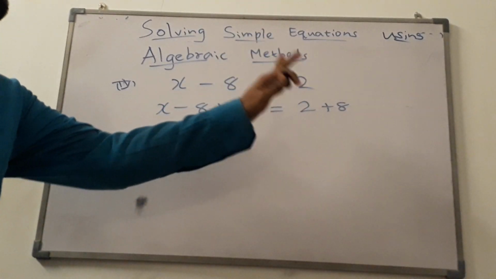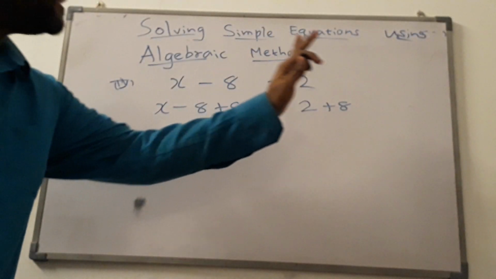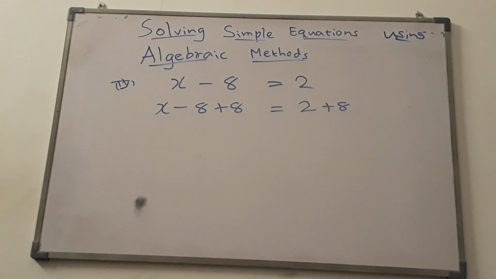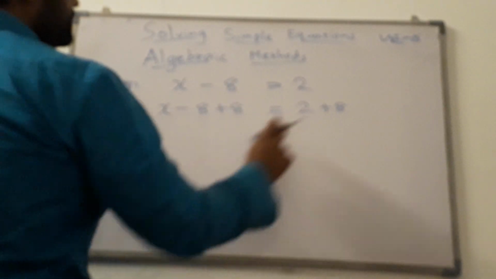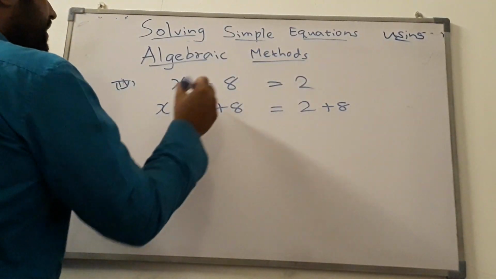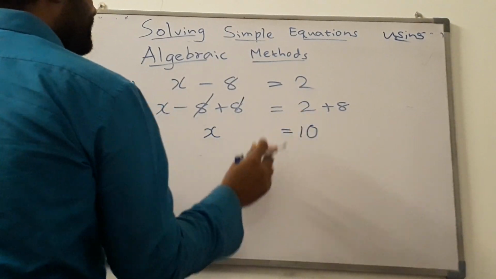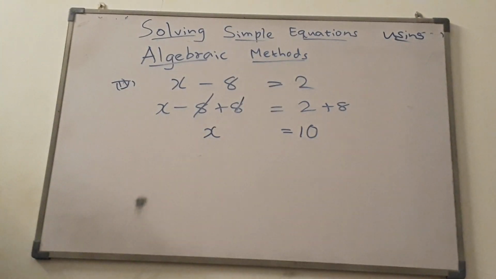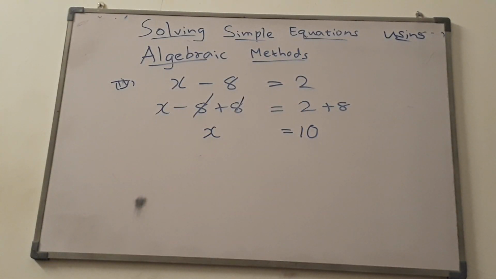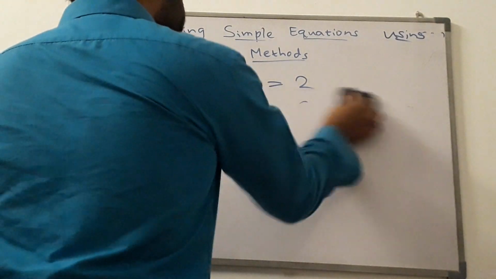If we are going to add 8 to left hand side, we have to do the same thing to right hand side as well, because both sides are equal. Now to remove minus 8, I add it. Here also I add it. Now 8 and 8 get cancelled, so x is equal to 10. Now check: if x is 10, 10 minus 8 is 2. These are the algebraic methods. Let me take another example.